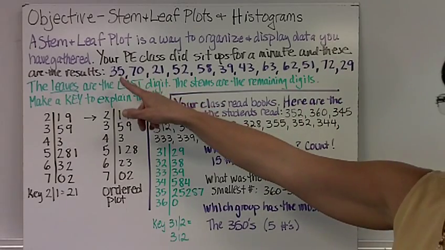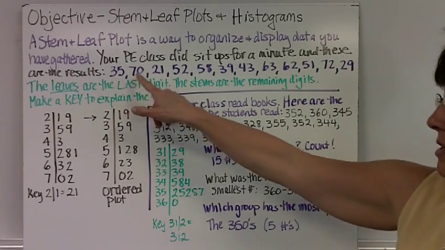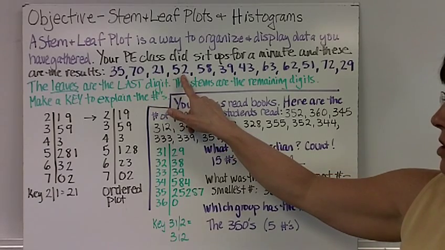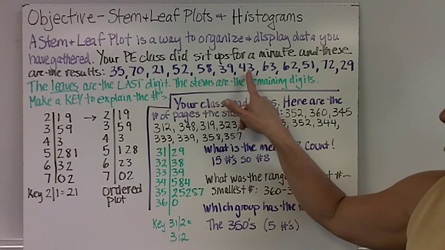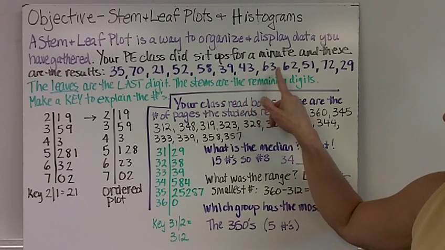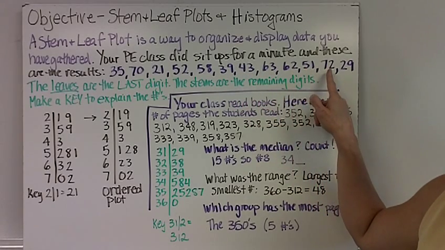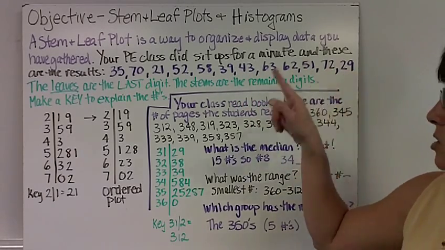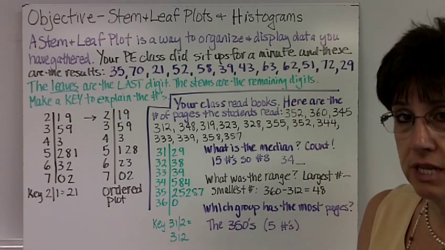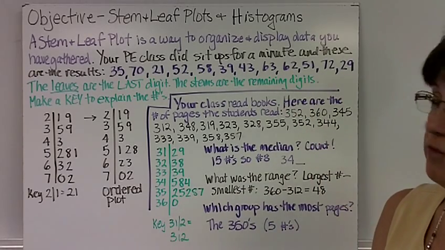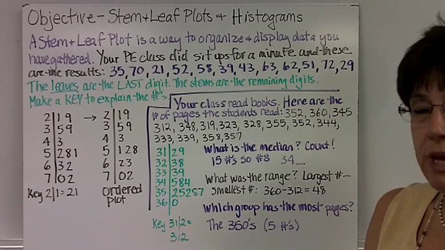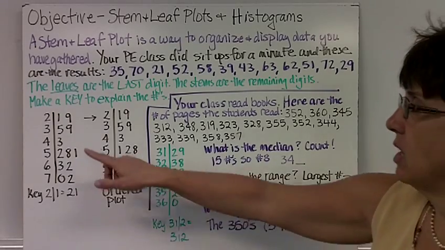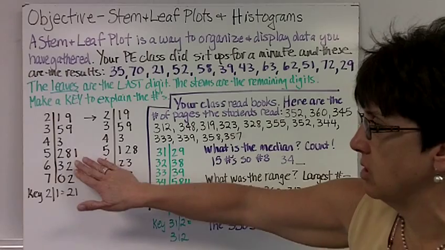These are the results: 35, 70, 21, 52, 58, 39, 43, 63, 62, 51, 72, and 29. Those are the number of sit-ups that the people in your class did. You have a small class. When you make a stem and leaf plot, this is what the end result looks like.